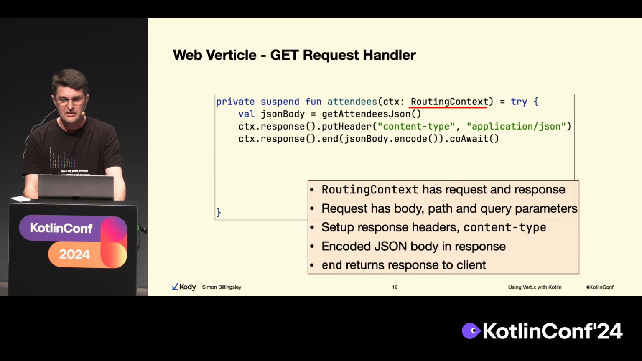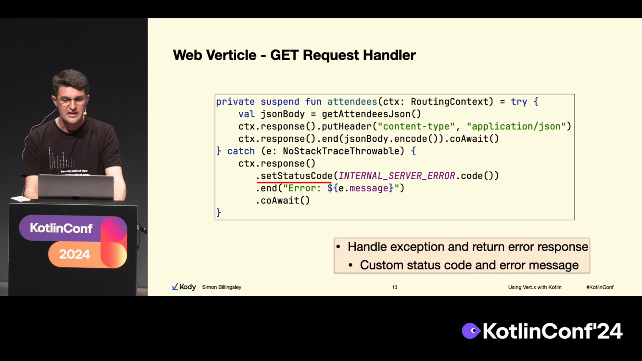The attendees suspend method uses the routing context to gain access to the HTTP request and the response. The GET request doesn't contain a body, but it does contain a path and query parameters. The OK response is set up with a content type header, and the encoded JSON body is returned when the response ends. If the attendees method fails, then the exception can be converted to a custom error response. So in this case, I'm returning a 500 error with a message.